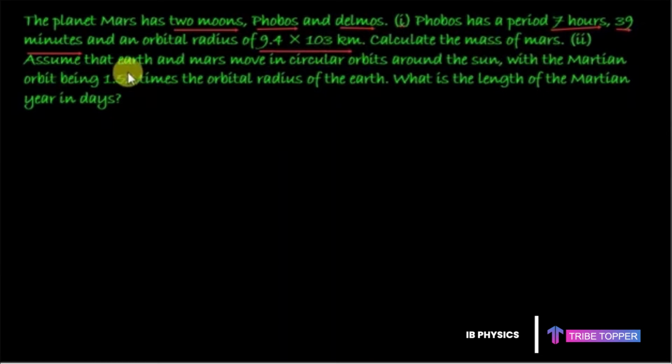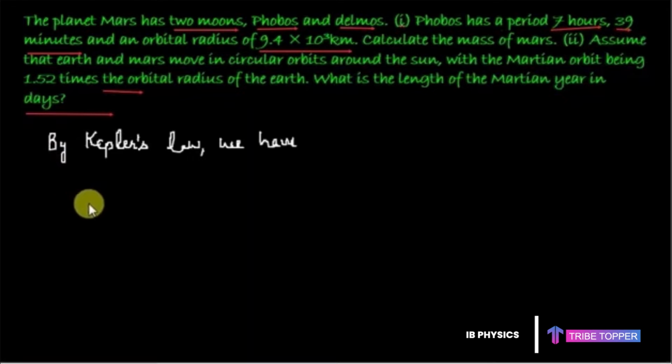And the second part says, assume that Earth and Mars move in circular orbits around the Sun, with the Martian orbit being 1.52 times the orbital radius of the Earth. What is the length of the Martian year in days?